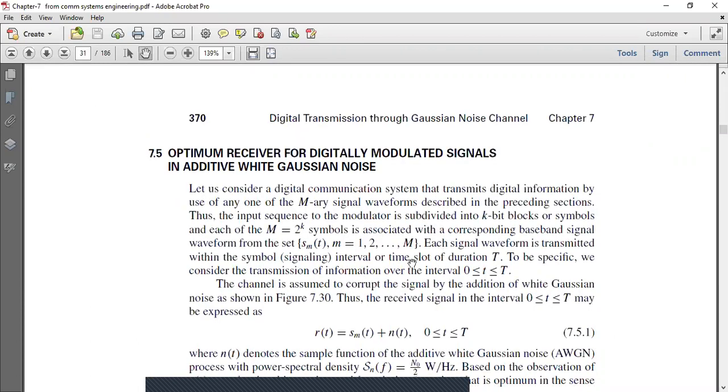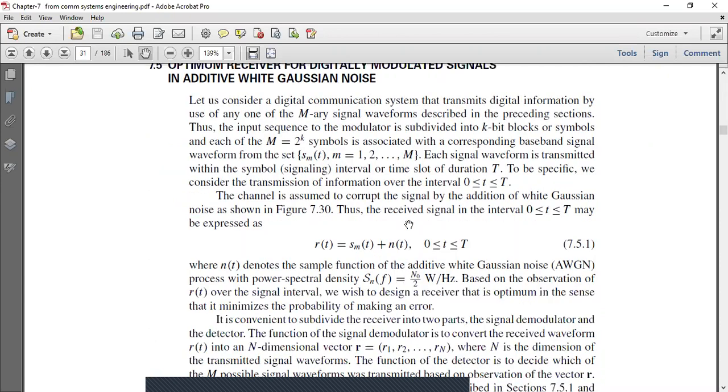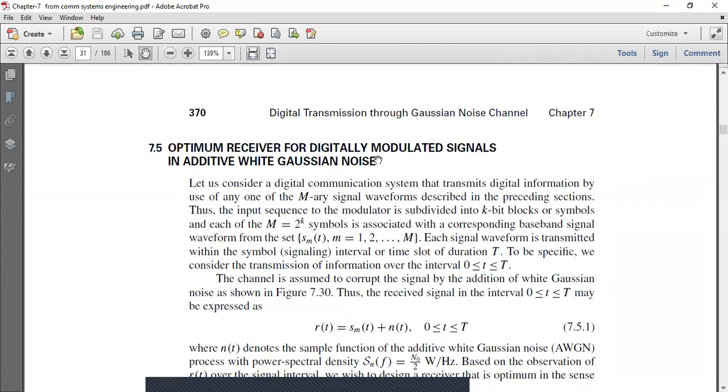Section 7.5 on page 370 is optimum receivers for digitally modulated signal in additive white Gaussian noise channel. So now we are interested to design optimum receiver for digital modulated signal in additive white Gaussian noise channel. So let us consider a digital communication system that transmits digital information by use of any of the M-ary signal waveforms described in the preceding sections.